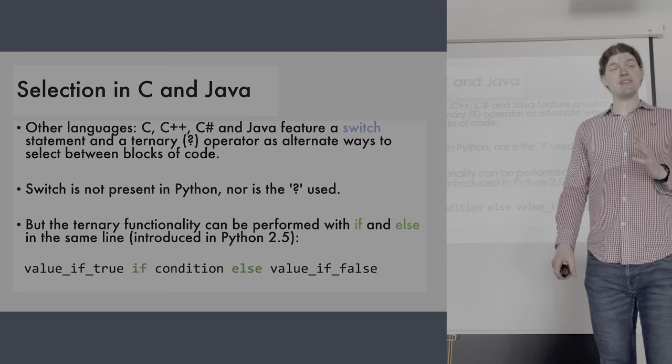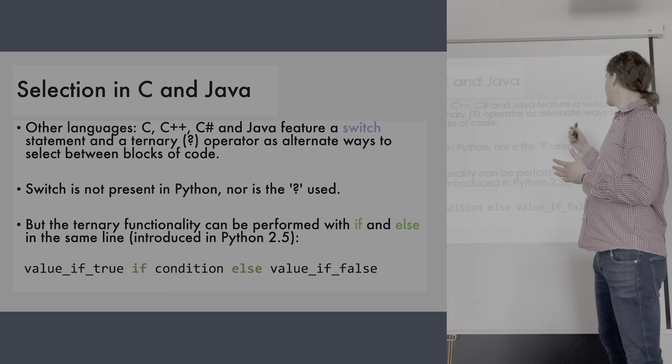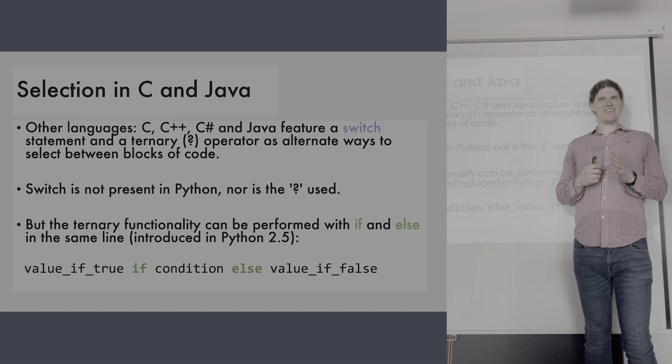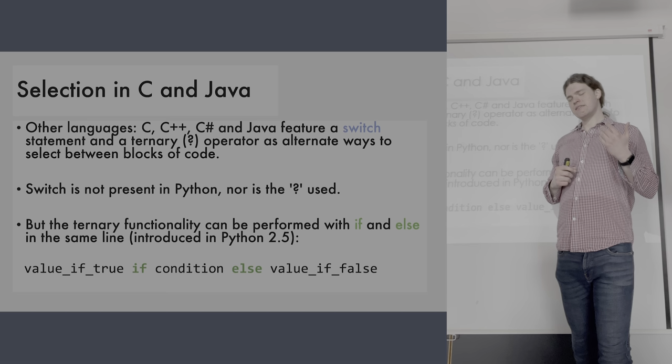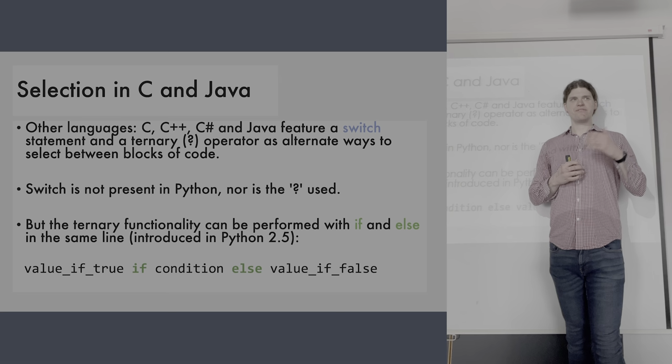So in other languages, we did reference some of them. Other languages also have alternate means of performing selection. They can use what's known as a switch statement. I don't know if anyone's used a switch statement before, but they actually have a series of different cases, and they lend themselves to, let's say, categorical data, where there are a limited range of values, and like letters, for example, if A grade, if B grade, or in the switch case, it would be case.